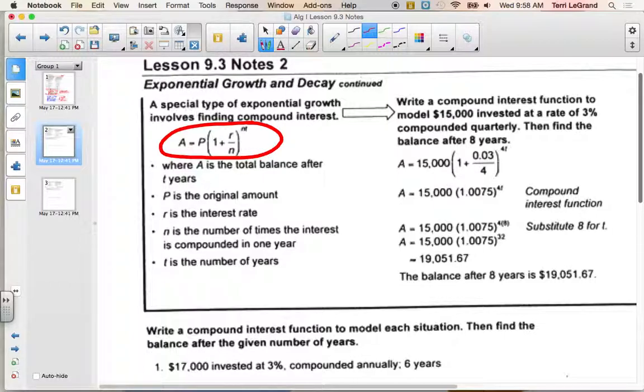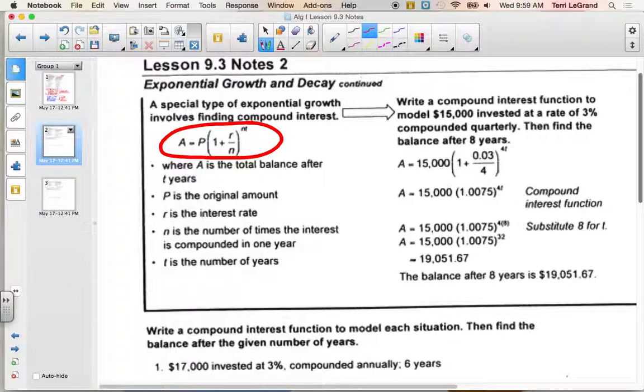A decimal. N is the number of times the interest is compounded in 1 year. So if they say to you it's compounded annually, how many times would it be compounded? Annually. Once. Annually means just once. If they say to you it's been compounded quarterly, what would your N value be? 4, because there's 4 quarters in a year.